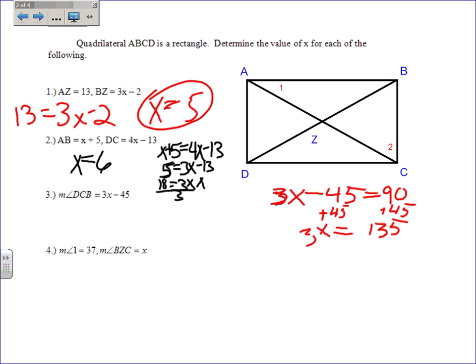All right, good. Oh, there it is. I'll put it over there. So x is going to equal, it's okay.